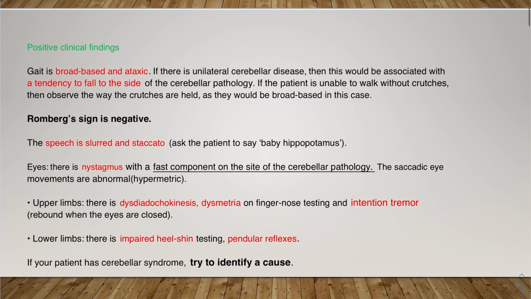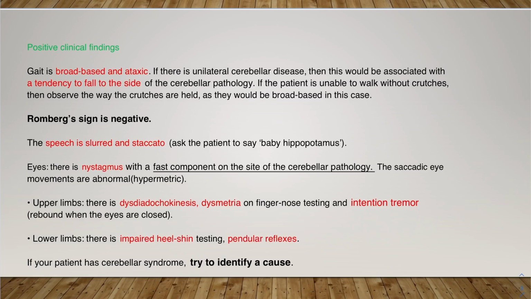So what are the findings which we look for if the patient has a cerebellar syndrome? First of all, the gait I already discussed. The gait will be broad-based and ataxic. If there is a unilateral cerebellar disease, then this would be associated with the tendency to fall to the side of the cerebellar pathology. If the patient is unable to walk without crutches, then just observe the way the crutches are held, as they would be broad-based in this case. A very important thing is that Romberg sign is negative if you're dealing with a purely cerebellar syndrome.